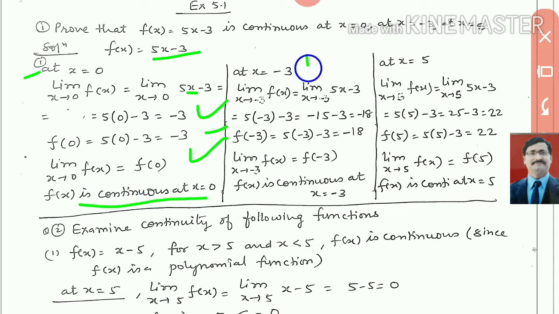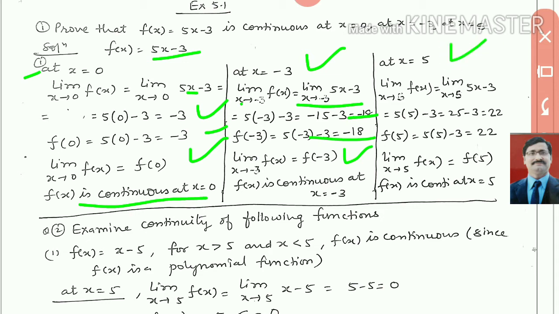Same as it is, we do for x equal to minus 3. So limit x tends to minus 3 f(x) is equal to limit x tends to minus 3 of 5x minus 3. In place of x you put minus 3, you get here minus 18. All of you understand? Same as it is, f(minus 3) you find, and that is also minus 18. Means both are equal. Means you can say that f(x) is continuous at x equal to minus 3.